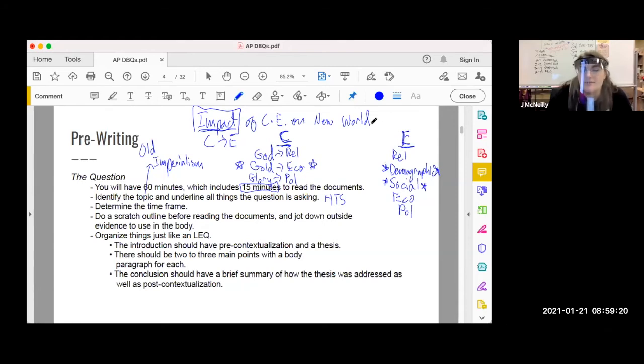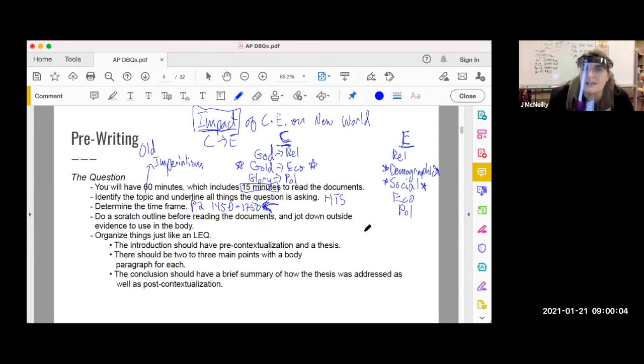Okay, so even before looking at any documents, we already know stuff about the topic, so we've started brainstorming and outlining. Now determine the time frame. We already know the time frame because it's period 2, 1450 to 1750. So do we need to be talking about the 20th century in our essay? Probably not. Do we need to be talking about the fall of Rome in 476? Probably not. Not relevant. You should stick within this time frame that's given to you. Okay. While you're reading the documents, jot down ideas that you could use for your categories.